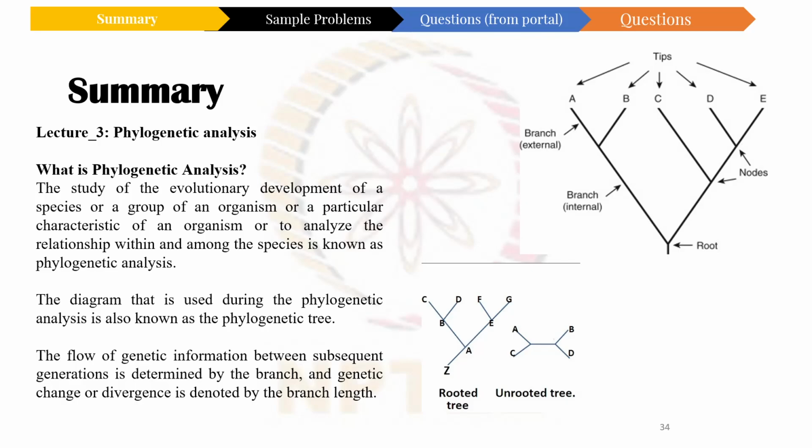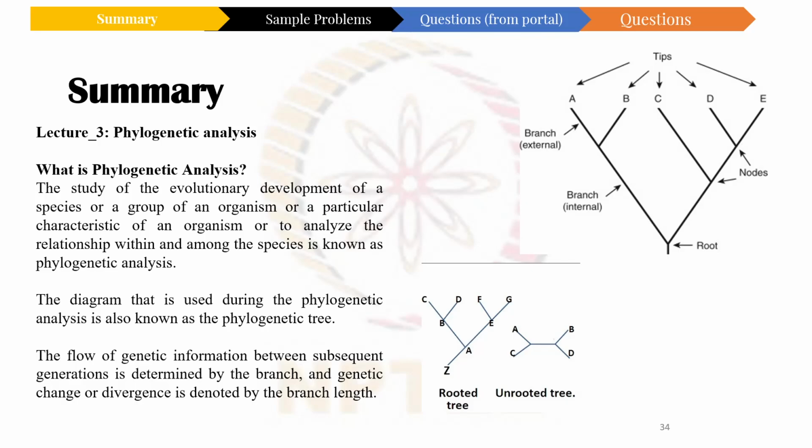So in the phylogenetic tree, species, populations, individuals or trees are represented by the leaves, and these leaves are connected to nodes with the help of a branch. The flow of genetic information between subsequent generations is determined by the branch and genetic change. So the phylogenetic trees can be rooted or unrooted, as well as scaled or unscaled, depending on our study requirements and what kind of tree we require.